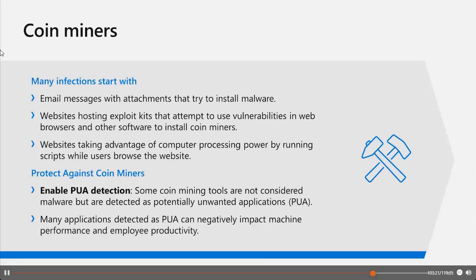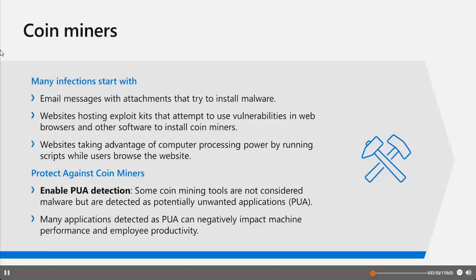Many infections start with the following: an email message with an attachment comes in and tries to install malware. On the other hand, we have websites hosting exploit kits that attempt to use vulnerabilities in a web browser and other software to install coin miners. We also have websites taking advantage of computer processing power by running scripts while a user browses the website. So the best thing you can do is enable PUA detection.